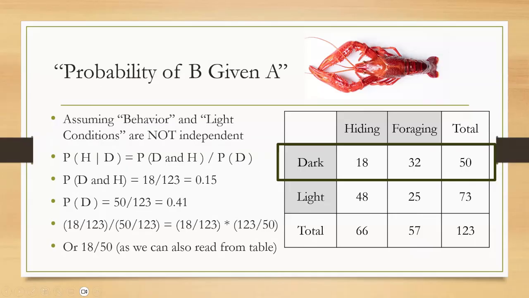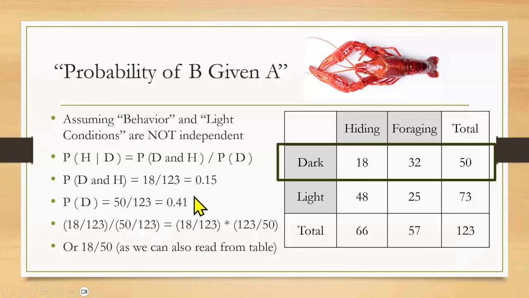We need to find this probability of D and H. That's the same as we did before, the probability of being in the dark and hiding at the same time. So 18 out of our total 123, same value, 0.15 that we got before. Now we need the probability of dark, which is the same as we calculated before, looking just at the row for dark. How many crayfish did we find in dark conditions total in the experiment? 50 divided by 123. That equals 0.41.